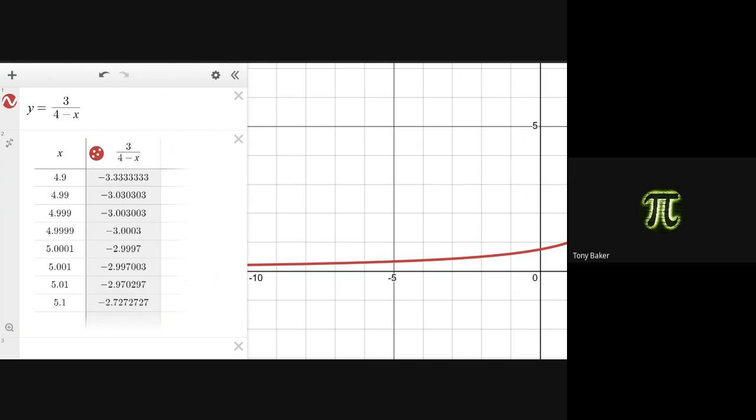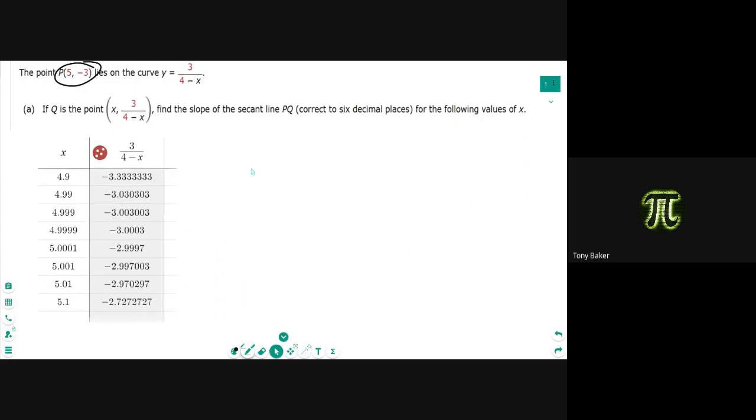So the first thing we have to do is we need to find those points. Those are the points on either side of 5, -3 that I'm going to use. Okay, does that make sense? Now I want to find the slope of each of those points to 5, -3. So what's the equation for slope?